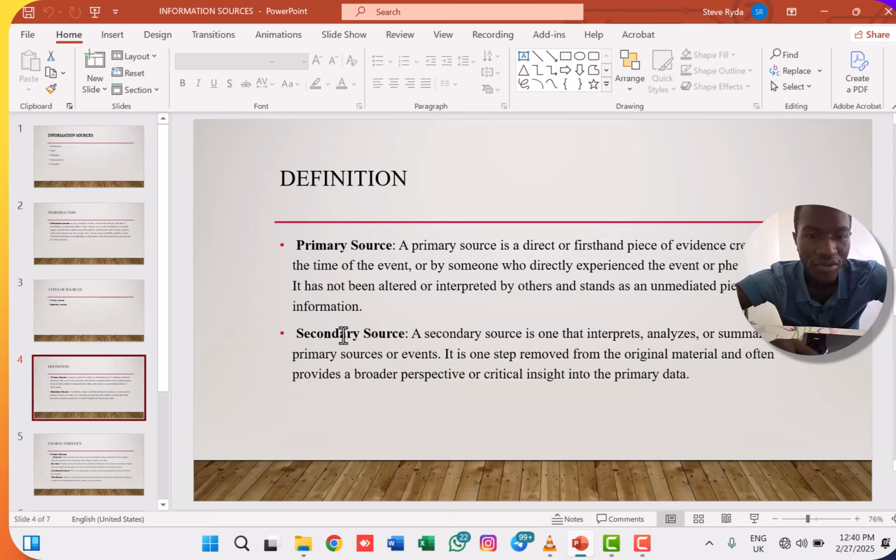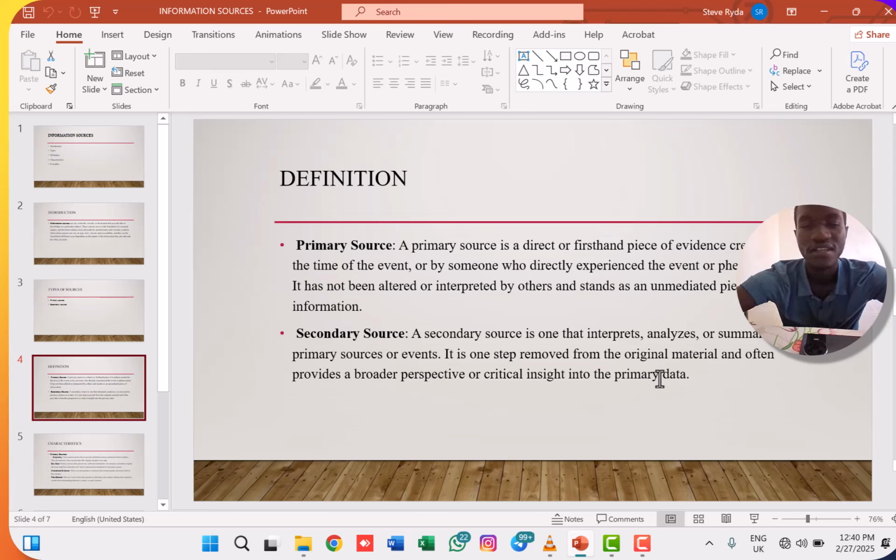As we continue with our presentation, we have what we call the secondary source. A secondary source is one that interprets, analyzes, or summarizes primary sources or events. It is one step removed from the original material and often provides a broader perspective or critical insight into the primary data. So after getting the information first hand, it is summarized into a piece that is easily understood, or a piece that will sum up an event.